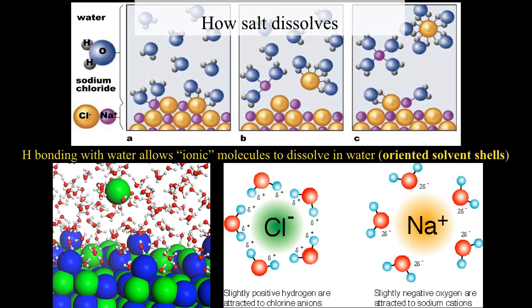So when you throw salt into water, the individual water molecules form what are called oriented solvent shells. The water molecules line up so that the partial positive charges of the hydrogen atoms of a water molecule are oriented towards the negative charge of a chlorine. And in other water molecules, the negative charge of the oxygen is oriented toward the positive charge of the sodium. And so these similarly oriented water molecules align themselves around the negatively charged chlorine and the positively charged sodium and cause salt to be dissolved in water.